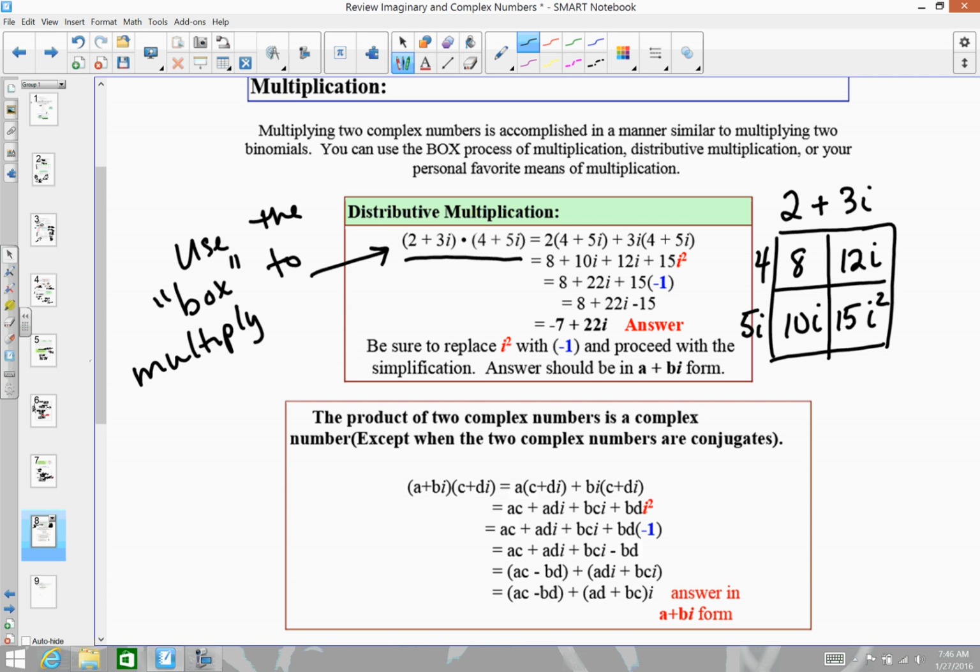Okay, here we're going to multiply two complex numbers. I've got 2 plus 3i multiplied by 4 plus 5i. So I would use the box to multiply so we can see all the terms. I filled those in here.